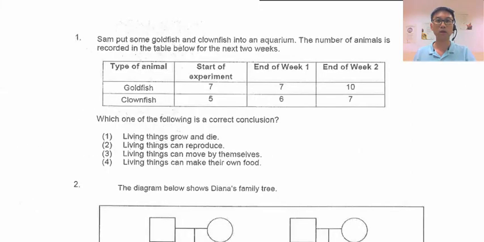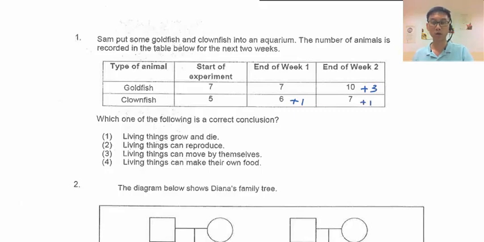Question 1. Now Sam put some goldfish and clownfish into an aquarium. The number of animals is recorded in the table below for the next 2 weeks. Okay, so we have type of animals here. We have goldfish and we have the clownfish. Right, start of experiment we have 7 and then we have 5. End of week 1 I have 7. I have 6, so increase by 1. And end of week 2 is 10, so it's actually plus 3, and this is another plus 1 here.